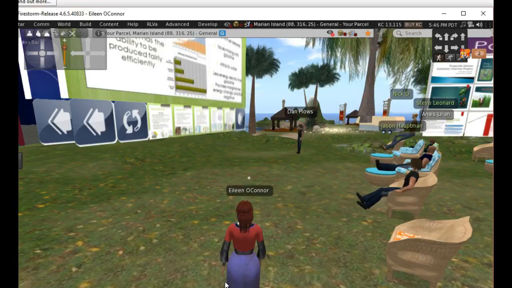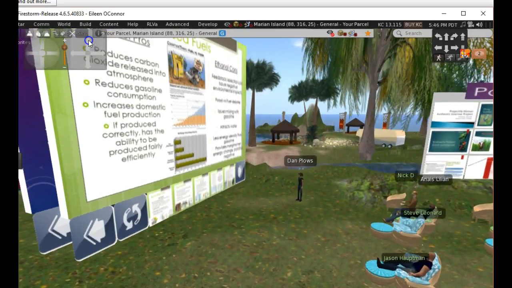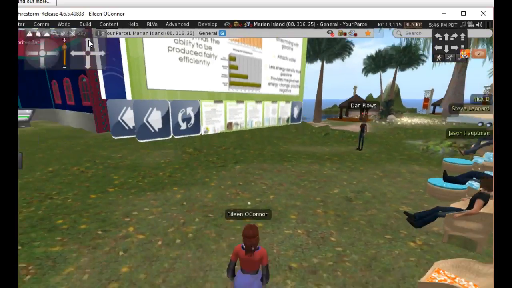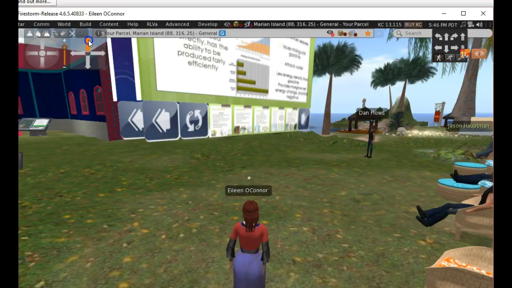All right. So these are just some pros and cons of ethanol. Pros being, obviously, if we're burning ethanol, we're not burning petroleum-based products. Reduces emissions, which, as we've talked about global warming and stuff a couple times here tonight, is obviously a big deal. And if produced correctly, it has the ability to be produced fairly efficiently, meaning that we get more energy out of it than we put into making it.